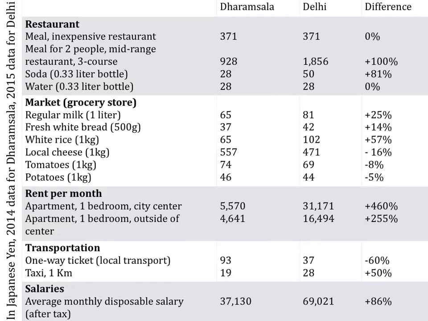Now, the fact that transportation in Delhi is a lot cheaper compared to Dharamshala makes total sense. In Dharamshala, there is basically a bus system that is quite sketchy and very, very tough to take, whereas in Delhi, they have a subway as well as buses. So the fact that transportation is cheaper in Delhi makes total sense. If you look at the price of a taxi, though, when it comes to more private means of transportation, then you see again that Delhi is much more expensive.